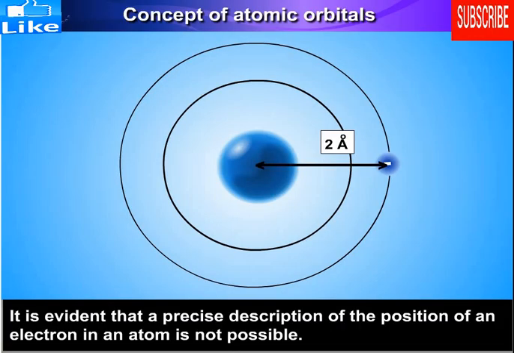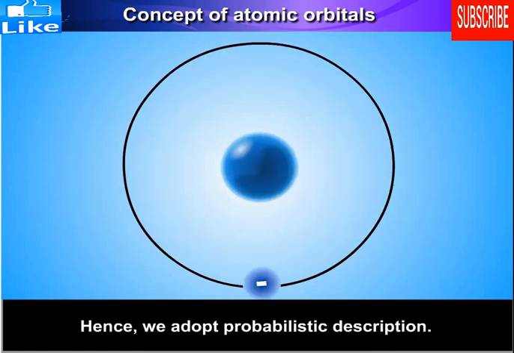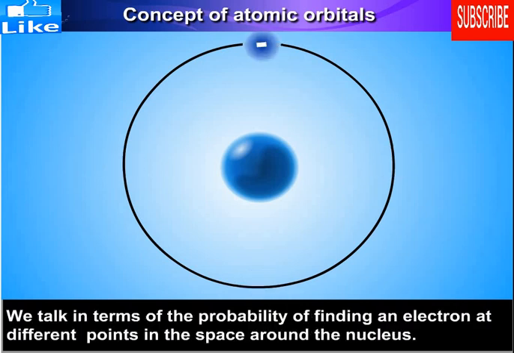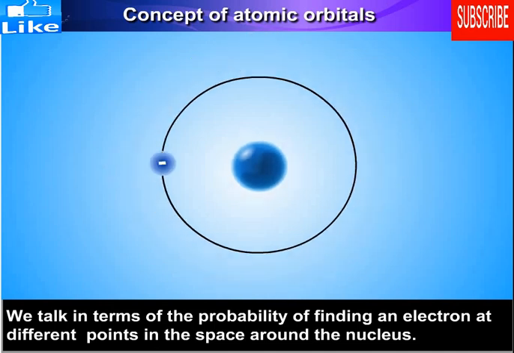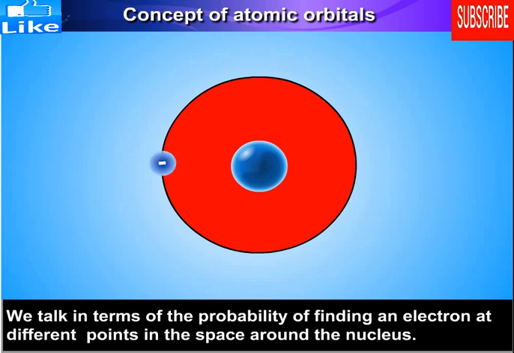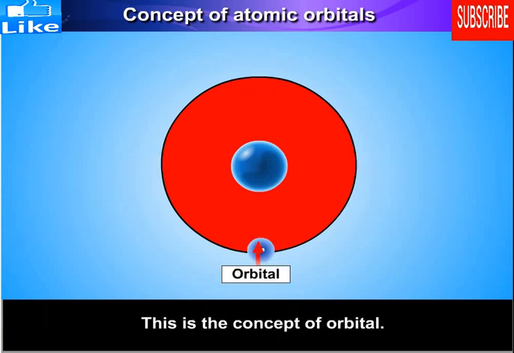It is evident that a precise description of the position of an electron in an atom is not possible. Hence, we adopt probabilistic description. We talk in terms of the probability of finding an electron at different points in the space around the nucleus. The concept of orbitals.